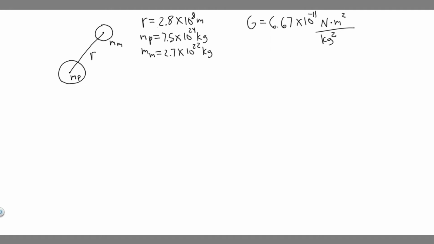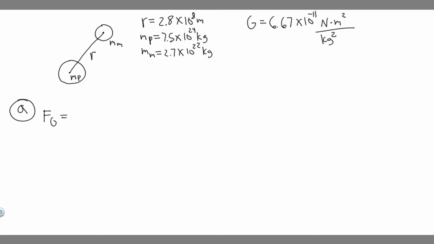So 2.8 times 10 to the 8 is the radius, 7.5 times 10 to the 24 kilograms is the mass of the planet, and then the moon is going to have 2.7 times 10 to the 22 kilograms. Right, and so how do we solve this problem? I think the first thing we should do is just start with A, and I'll explain as we go on. For A, what we're trying to do is find the magnitude of the gravitational force, which we call F sub G.